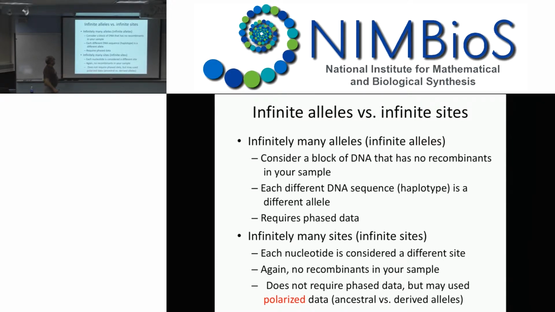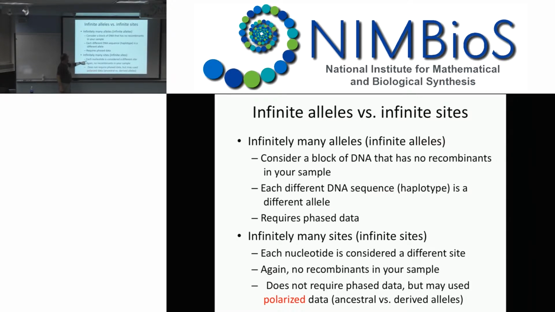under the infinite alleles framework, you take a block of DNA that you assume has no recombinations in your sample. So take it small enough, it'll have that. Each different DNA sequence is a different allele. This requires phase data. And so the allele frequency spectrum will be how many different haplotypes do you have? How many haplotypes are present? There's 1 copy, 2 copies, 6 copies, etc. That's infinite alleles. Infinite sites, infinitely many sites.